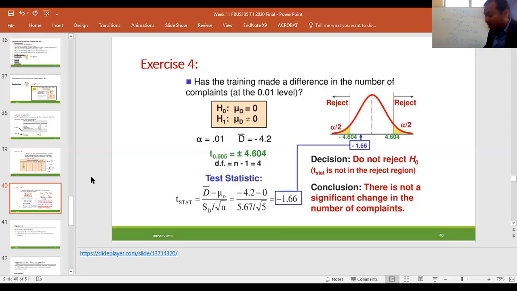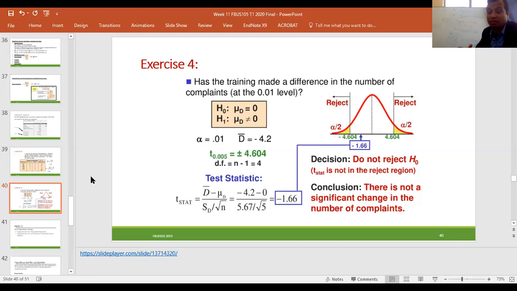Based on this, if you are not rejecting H naught, and H naught is saying that there is no difference between those who underwent the training program, then as a manager, is it a right decision to take all the executives through the program, or a wrong decision? Clearly this is a wrong decision, because we found there is no significant difference between the number of complaints before and after. Not rejecting means we have support for H0, which says that there is no difference.